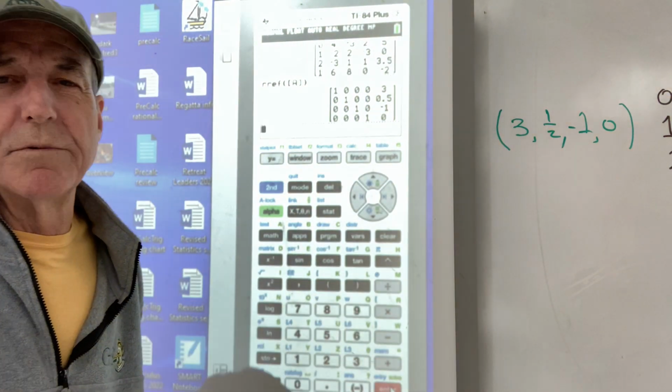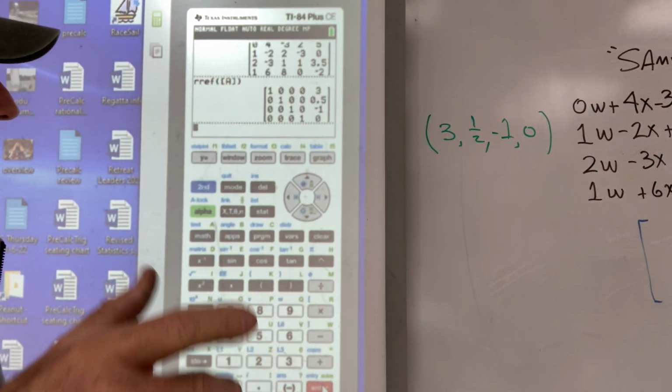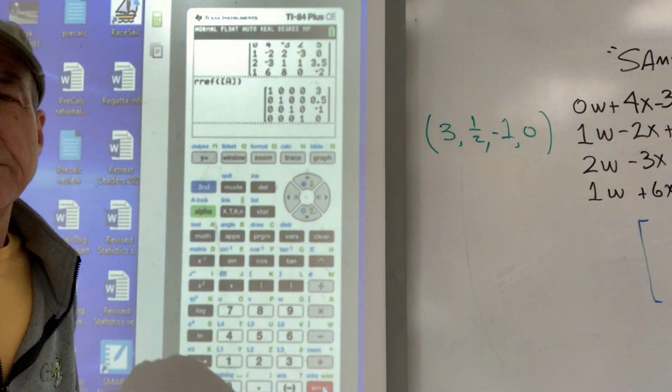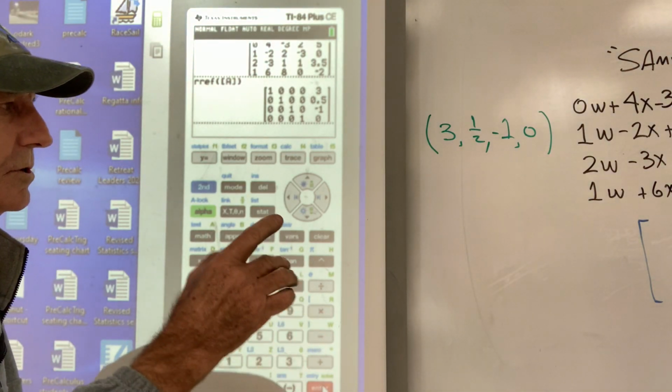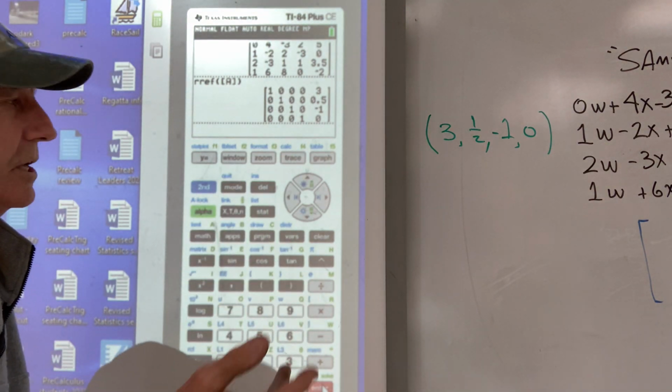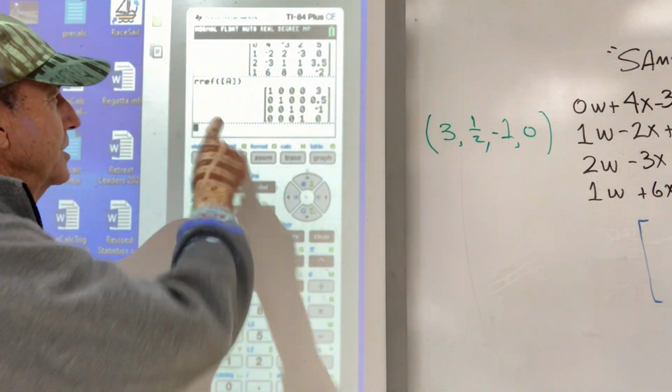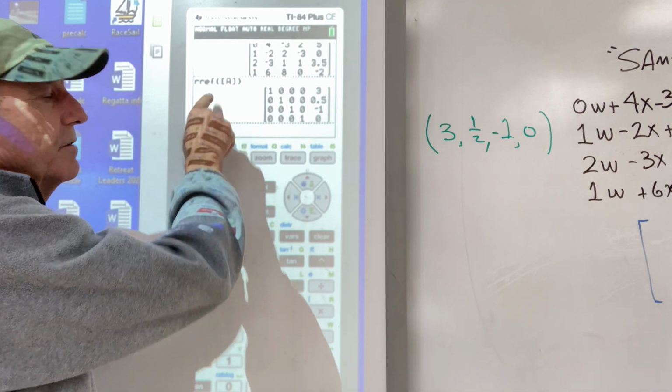So either one of those approaches is valid for this problem. It's just find the solution of that system using your calculator. So you can do A inverse times C, or you can do reduced row echelon form. You still have to put in the same numbers, and then just go approach. This is reduced row echelon form of A.